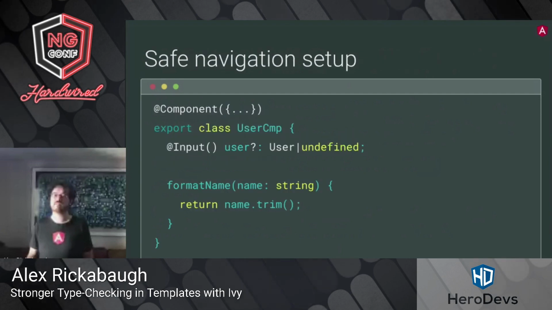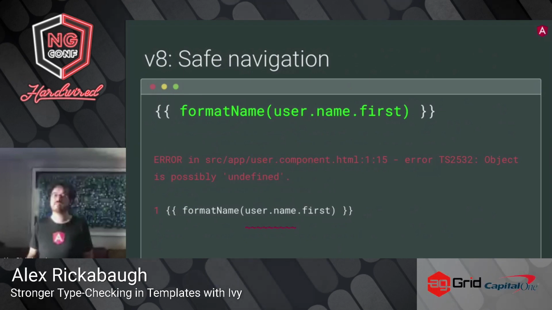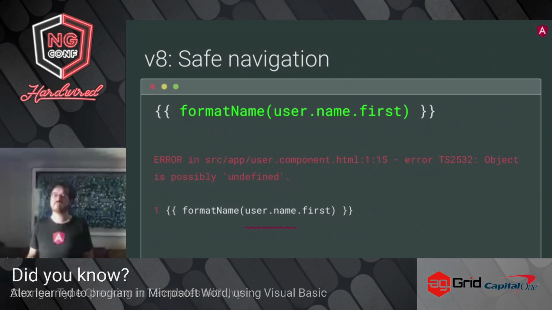And the last example I want to show you is safe navigation. In this case, let's assume we have a component that has a user input that may or may not be set, so it might be undefined. And we'll declare a function in that component called formatName. formatName is going to take the name in as a string and presumably format it for display. I'm just calling string.trim as an example. So naively, we may attempt to print out the name in our template using formatName. However, even in version 8, the compiler will correctly complain about this. It says the user property can be undefined, and therefore you can't just access the name property of it.